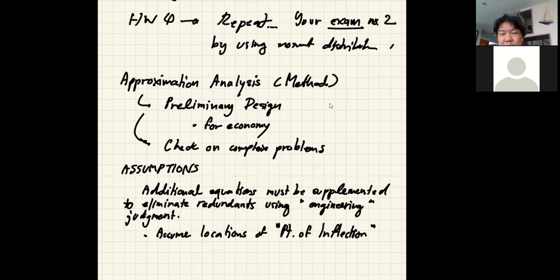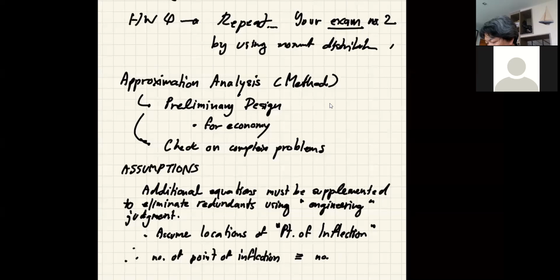So the zero is an important point because at least that's the point where we know the value of the moment, which is zero. Okay. And therefore, if you're dealing with a structure that has redundants, it's safe to say that the number of points of inflection or hinges should be pretty much equivalent to the number of redundants that you have.